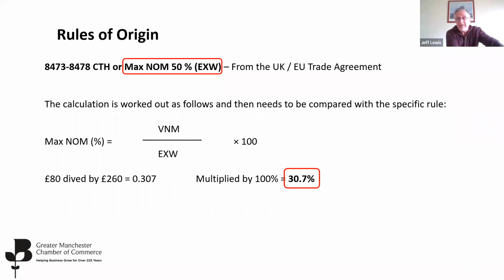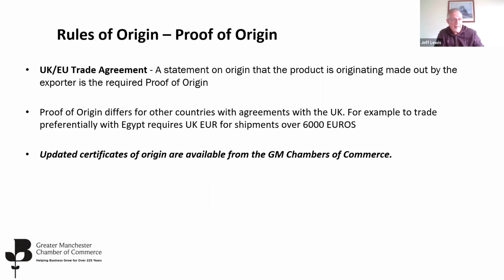And that's basically a very, very simple example of what you have to do. I'm sure there's lots of you there with products with loads and loads of different components in them. But that's basically what you do. And just remember, if you meet the rules of origin for the EU-UK trade agreement, it doesn't necessarily mean you'll meet them for other trade agreements. So you do need to check the differences. Next slide, please.